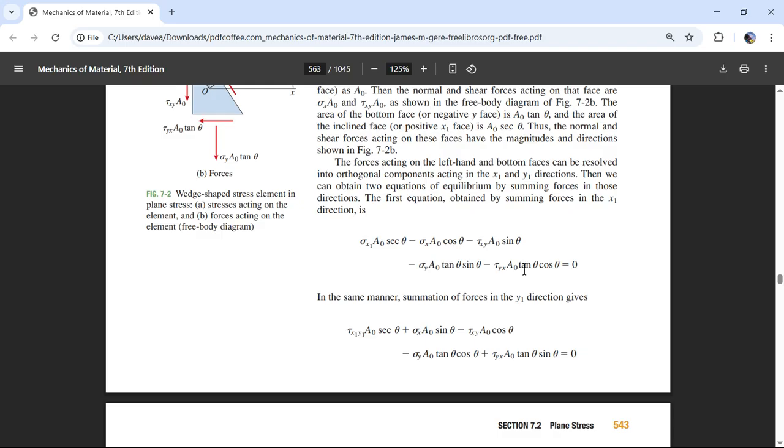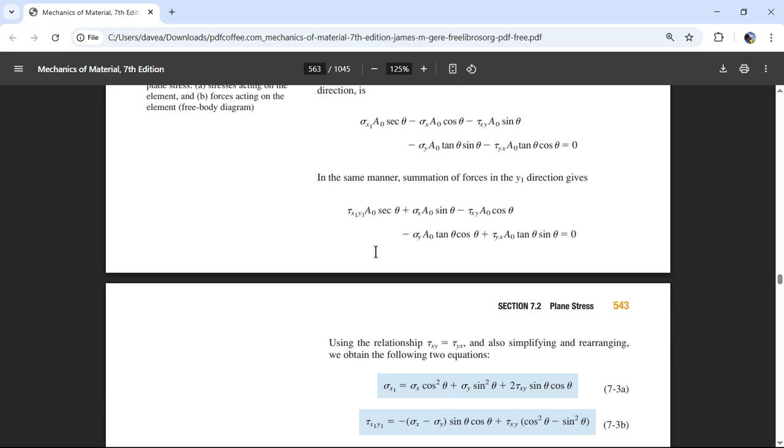These are the same terms. So all these are positive now. We're going to have one of these added to another one of these, so we're going to have 2 of those. And the A naughts, these are all positive, taken to the other side, so the A naughts are canceled. And so we have 2 tau yx sine theta cosine theta. And then we have positive sigma x cosine squared theta, positive sigma y sine squared theta. And that's going to be sigma x1.